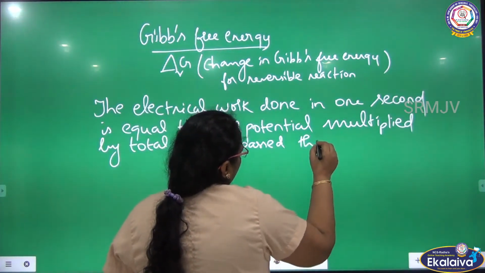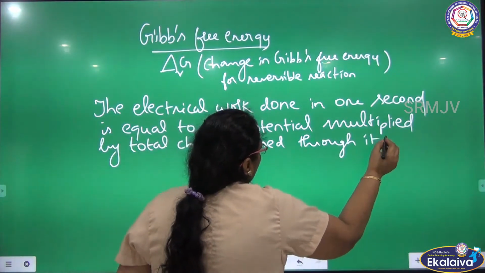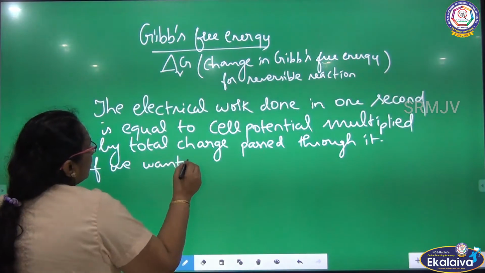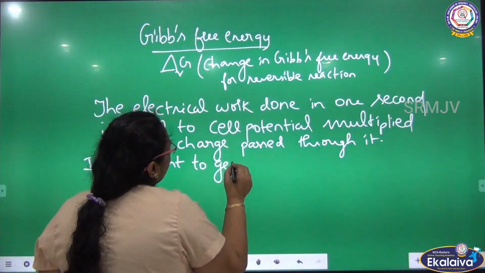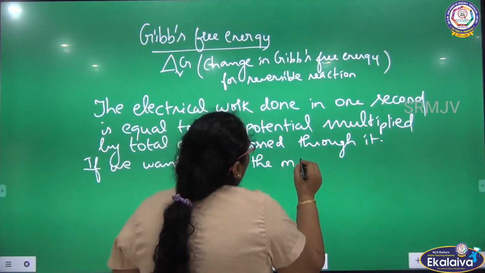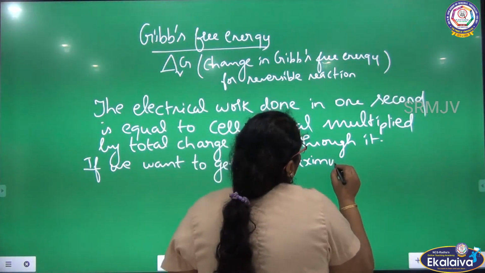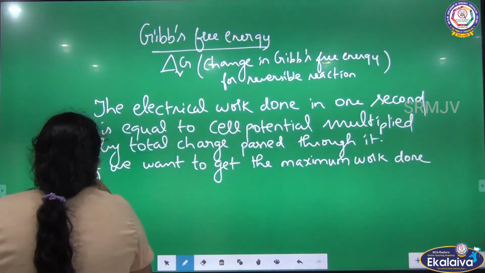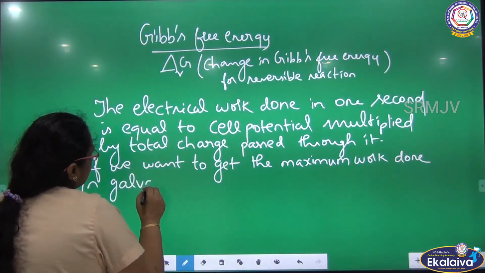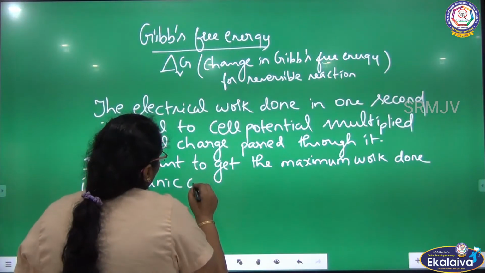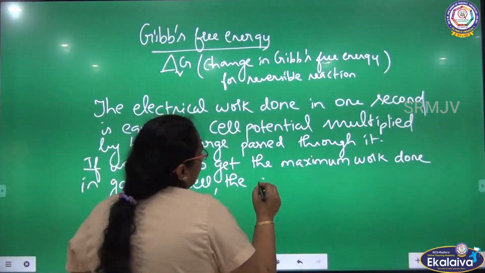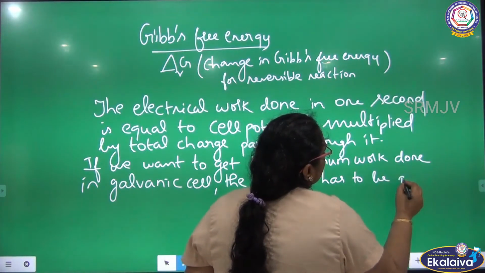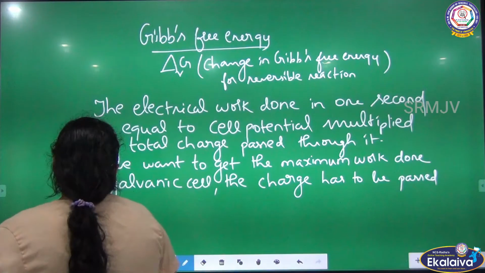Total charge passed through it. If we want to get the maximum work done in a galvanic cell, the charge has to be passed reversibly.